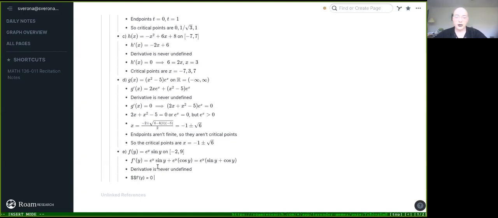So the derivative equals 0. For the same reason as above, this is going to give me e to the y is 0, or sine y plus cosine y is 0. So remember, the first one of those is impossible with real numbers. And let's see. So I have to solve here sine y equals negative cosine y, or tangent y equals negative 1.